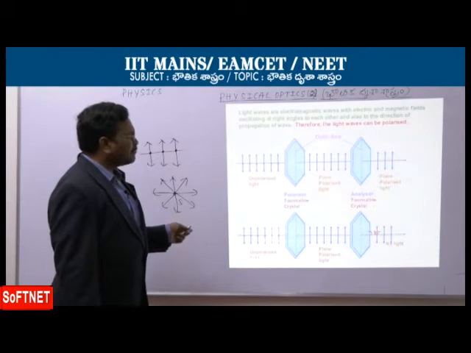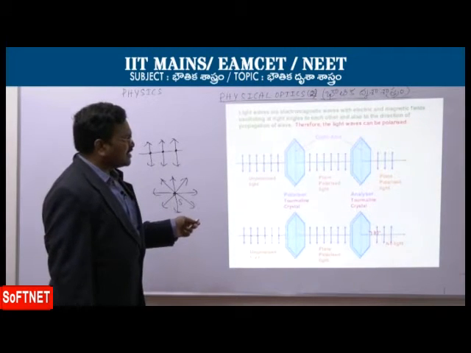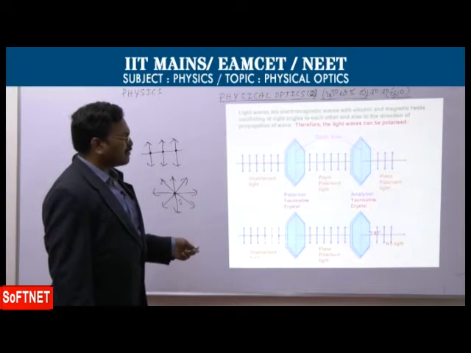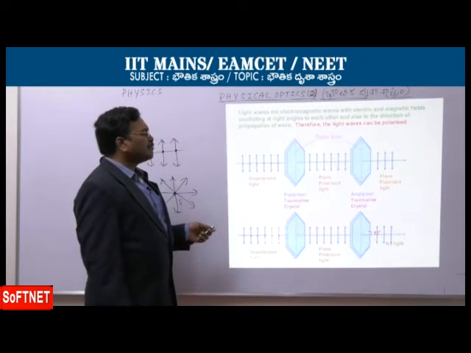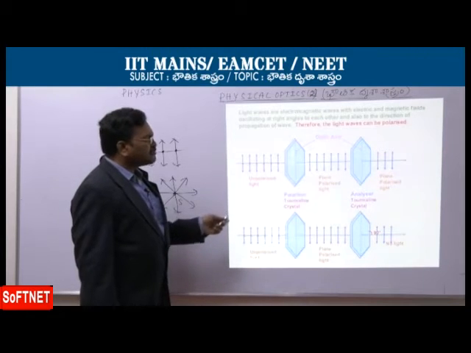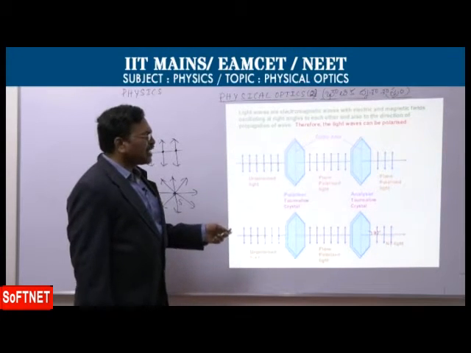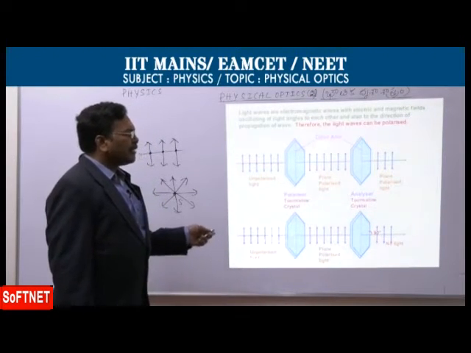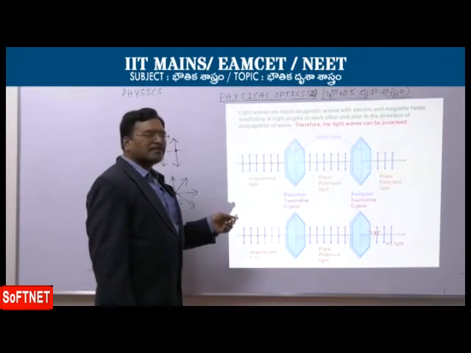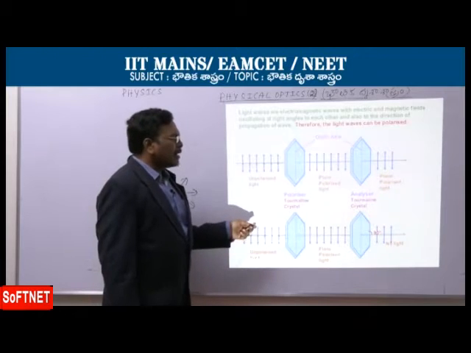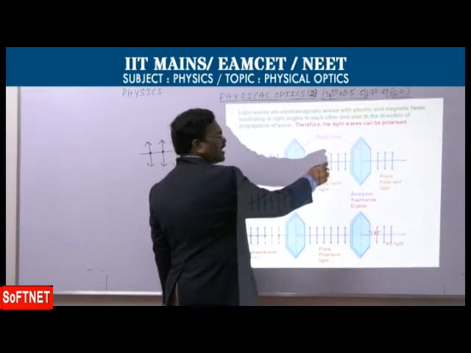First we take unpolarized light. Unpolarized light is incident on the polarizer. Polarizer means what? Tourmaline crystal. What happened? This tourmaline crystal absorbs one component. The dot components are absorbed. That's why we are getting only parallel components. Now, unpolarized light incident on the crystal, that is called what? Polarizer. These arrow components are parallel components.